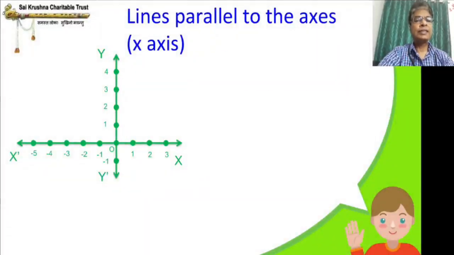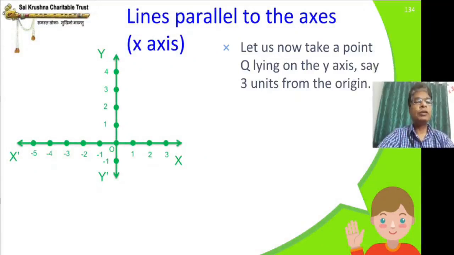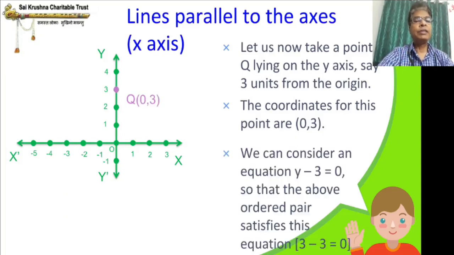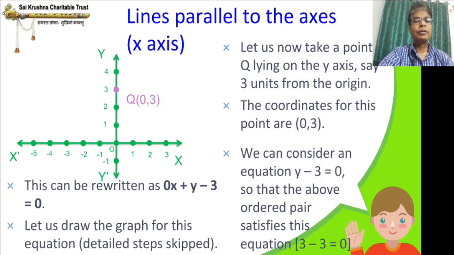That is parallel to the x axis. So now let us take a point Q. I will go a little fast, (0, 3). I have made an equation y minus 3 equal to 0, then 0x plus y minus 3 equal to 0. Let us draw the graph for this equation. Detailed steps are skipped in this.